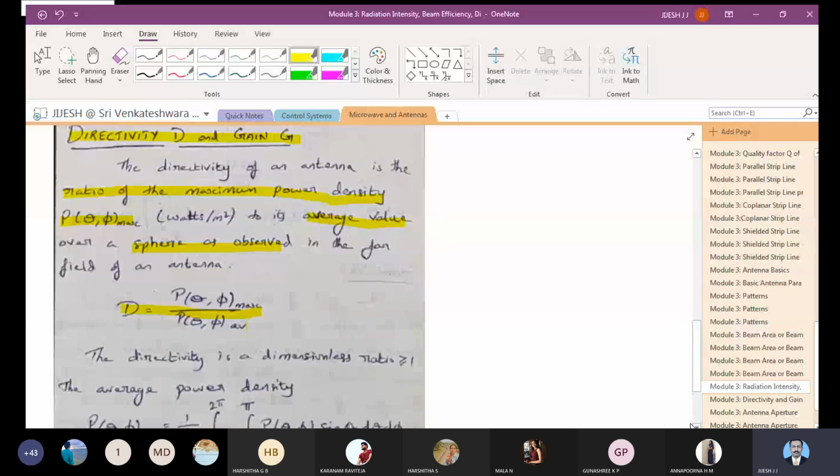Directivity is a very important concept to understand. It is a dimensionless ratio, and it will always be greater than or equal to 1. These are some of the things you have to remember, so that when you do problems and find the directivity, it should be greater than or equal to 1. It should not go less than 1. You have to be careful. If you get less than 1, you can straight away understand that some mistake has been made in that problem.